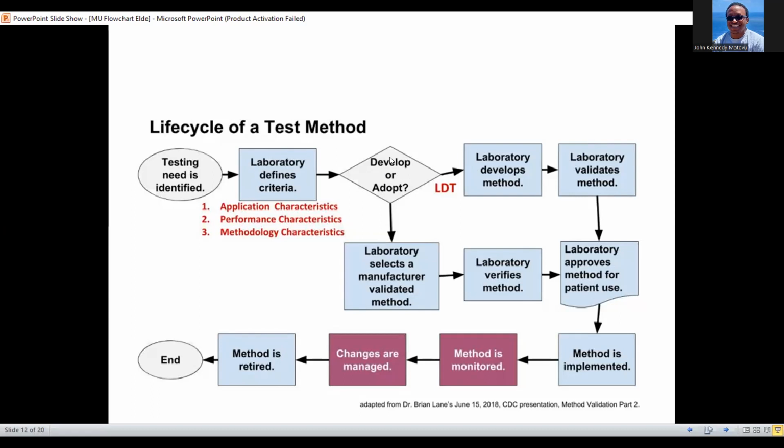Coming from IVD, the majority of us will follow this path wherein the laboratory selects a manufacturer-validated method, and our act is that the laboratory verifies the method. In the verification, basically we assess the error of that method in the lab and compare it to the performance claim. All right. Now, once it's approved, then it's implemented. There are two steps here that are very crucial. The method is monitored and changes are managed.